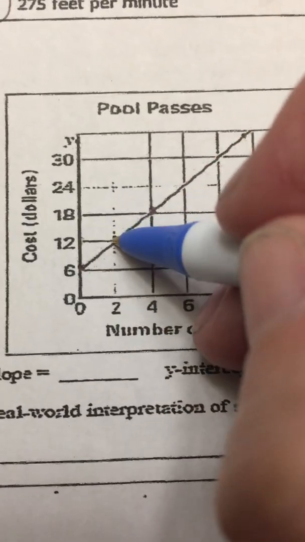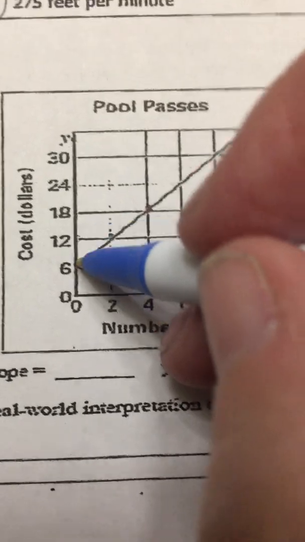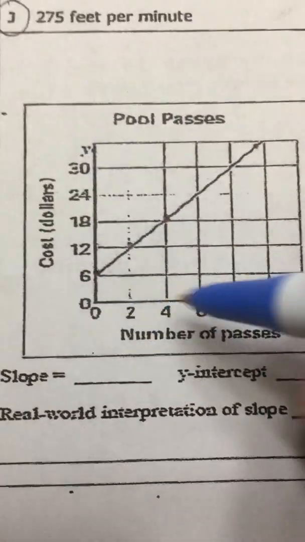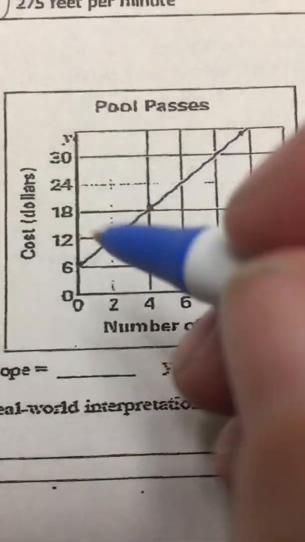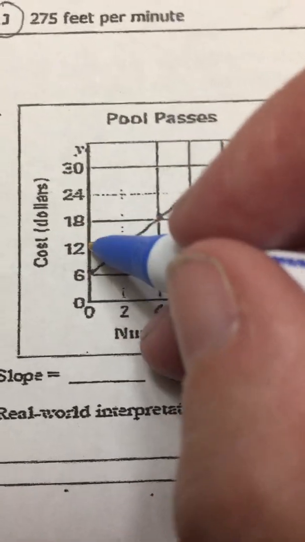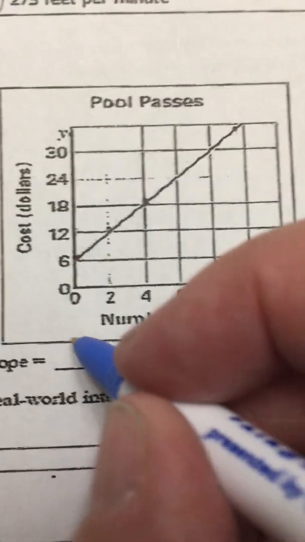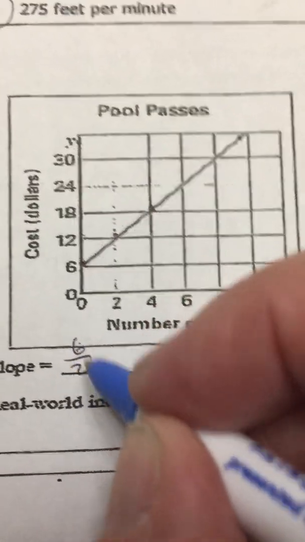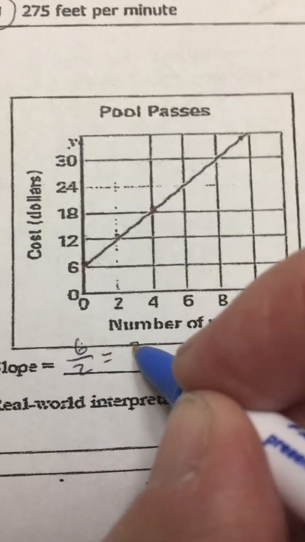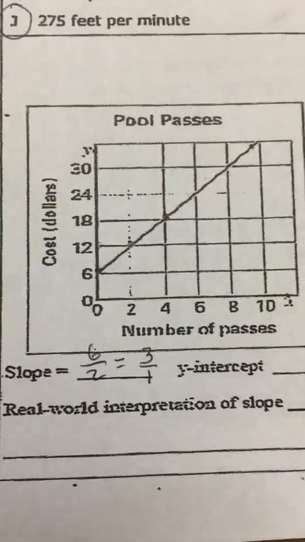And then I went over from 0 to 2. So up 6 over 2. Remember, you have to use their numbers. If they're not counting 1, 2, 3, 4, 5, they're counting 6, 12, 18. So up 6 over 2. If I put 6 over 2 in the calculator, it's the change in y over the change in x. It says it's equal to 3, and you can do 3 over 1 or just 3.